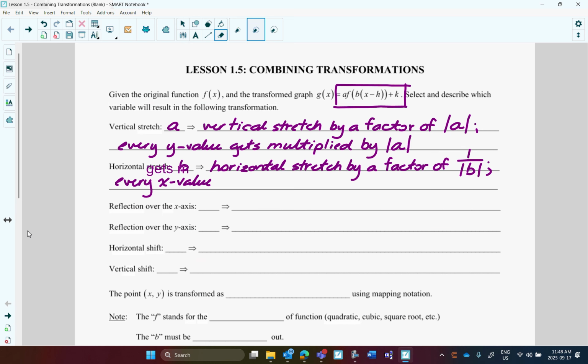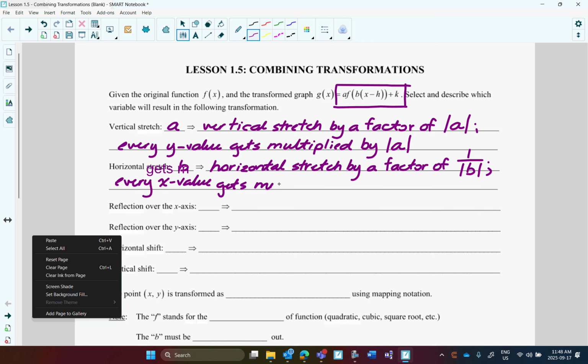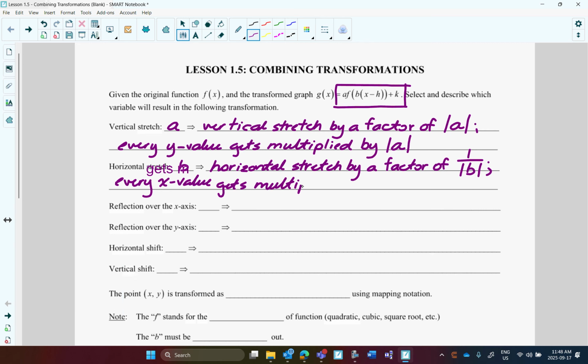And let's try this. Every x value gets multiplied by 1 over the value of b. Okay.